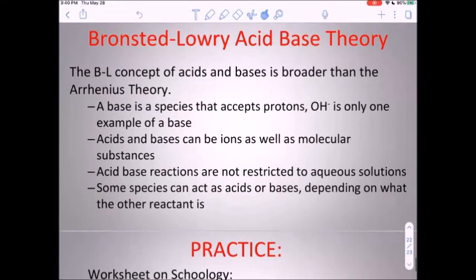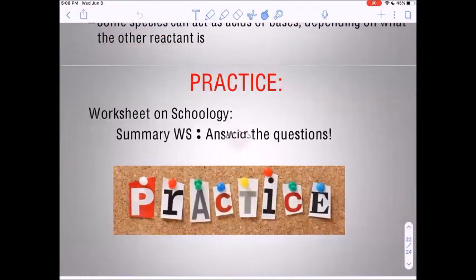So the summary of this theory is that a base has to accept protons, whereas OH- would only be one example of a base in this theory, which makes it much more broad and helps us to incorporate more bases. Acids and bases can be ions as well as molecular structures in this scenario because we're just talking about that donation of that proton. Acid and base reactions are not restricted to just aqueous solutions under this theory, and some species can act as acids or bases depending on what they are reacting with. So the reason that we use this theory so often is because it is much more broad and encompasses more things than either of the previous 2 theories.